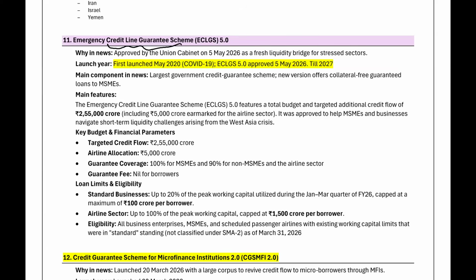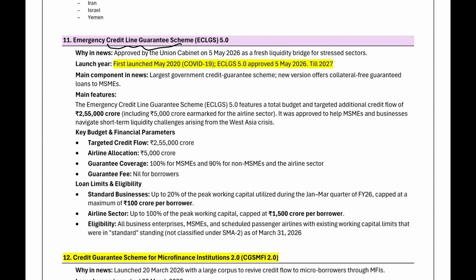Why? Because it is providing a credit line guarantee. It is easy to understand, right? The key point is that it provides a government credit guarantee. Second, it will support stressed MSMEs. Whom will it support? Stressed MSMEs. Please note it down, because I won't be explaining everything. It supports stressed MSMEs. It is again a collateral free loan. It will provide a collateral free loan. Rupees 2.55 lakh crore targeted credit flow.